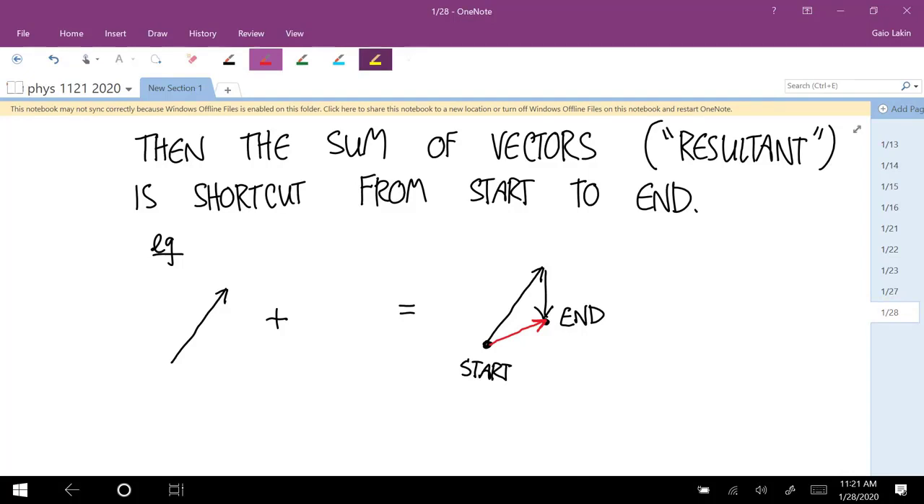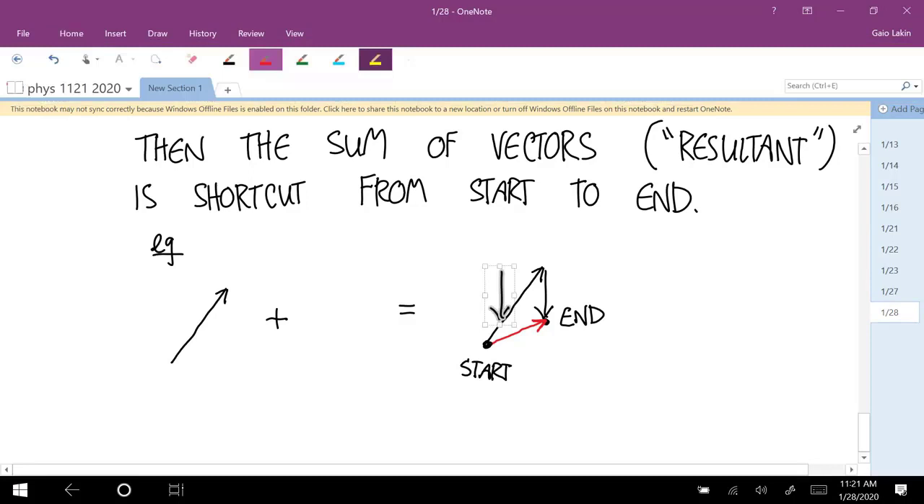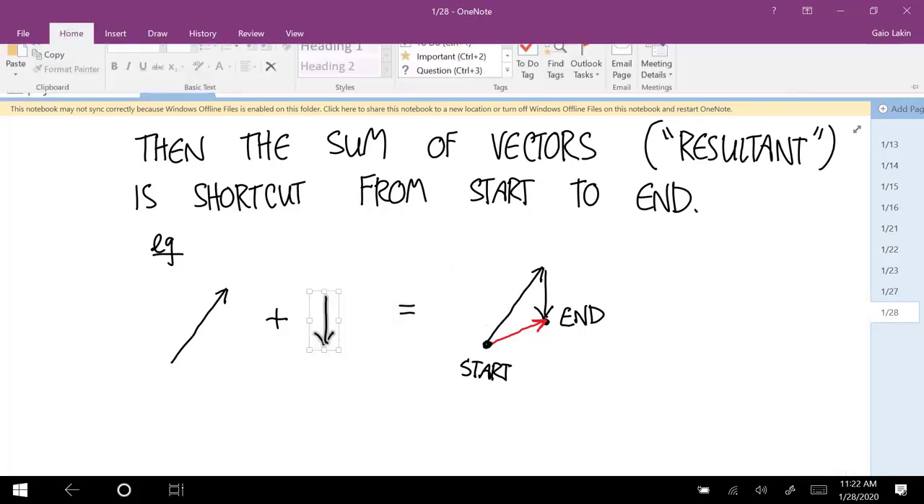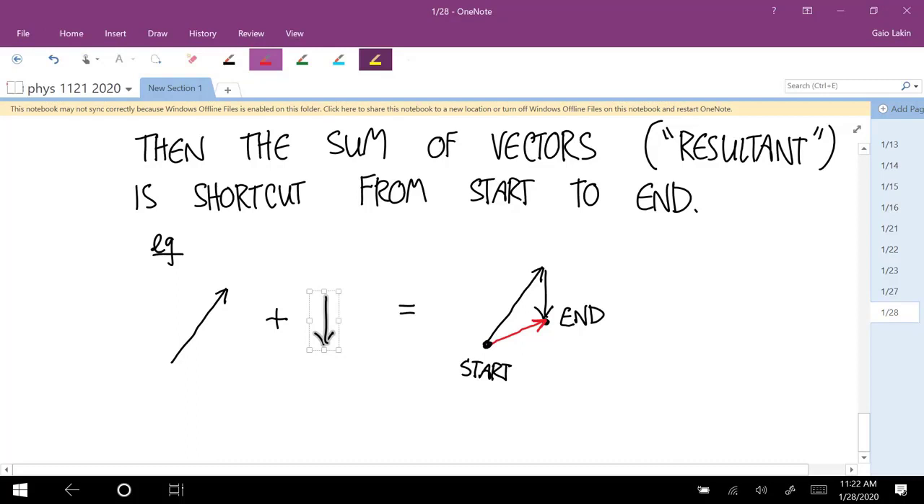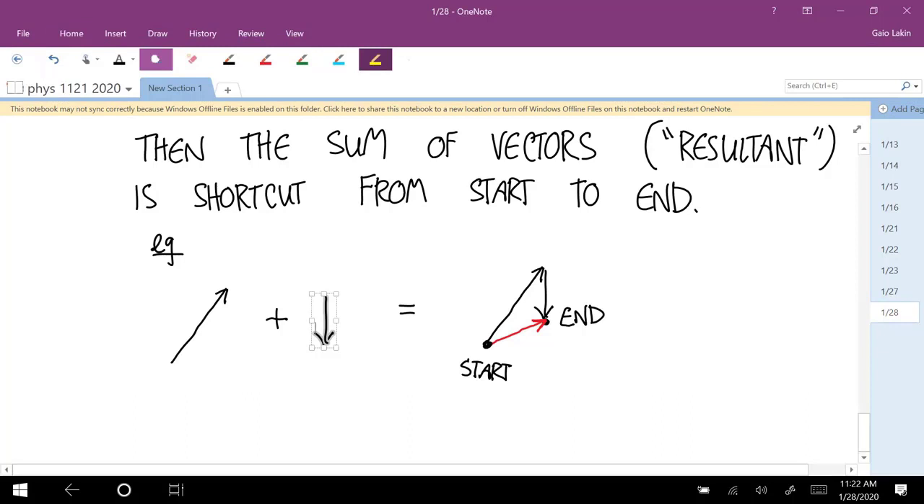What if I did them in the other order? Because you know when you add numbers, the order of operations doesn't matter. 3 plus 2 is 2 plus 3.